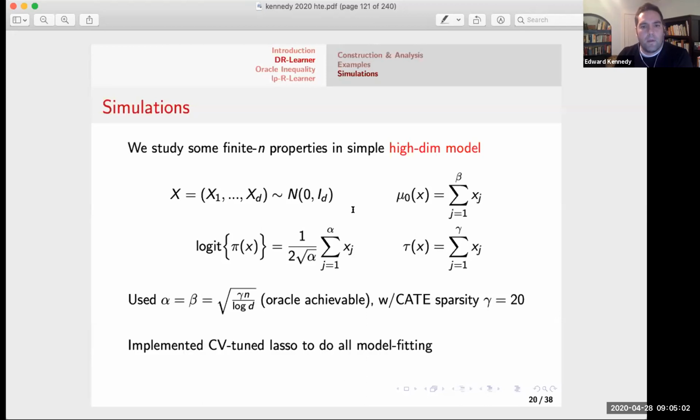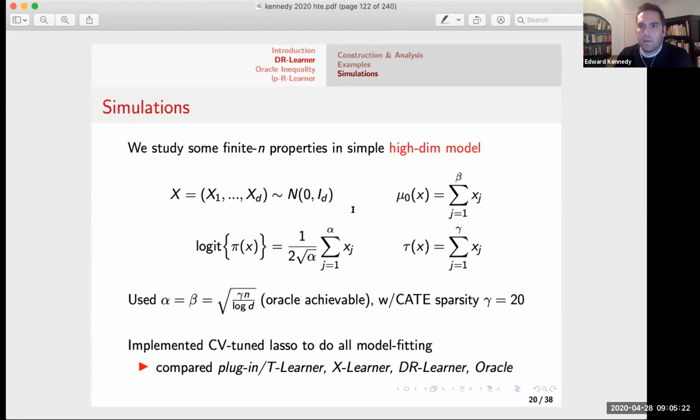All right, so I just simulated some data from this setup, and then I used lasso everywhere to do all the model fitting. So I estimated all these nuisance functions with lasso, cross-validation to lasso, and then I did the second stage regression for the DR learner also using lasso. And then I compared 4 different estimators.